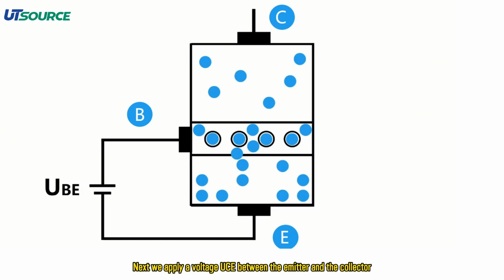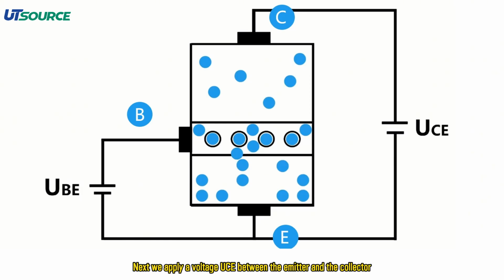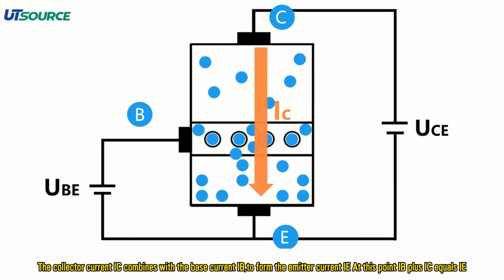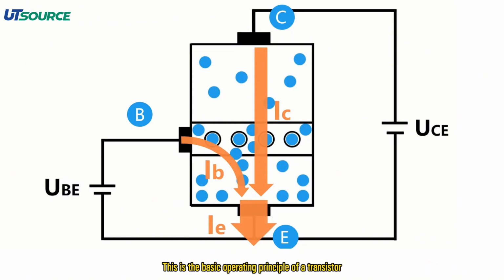Next, we apply a voltage U between the emitter and the collector. Under this voltage, the excess electrons in the base are pulled into the collector. This forms a current IC through the circuit. The collector current IC combines with the base current IB to form the emitter current IE. At this point, IB plus IC equals IE. This is the basic operating principle of a transistor.